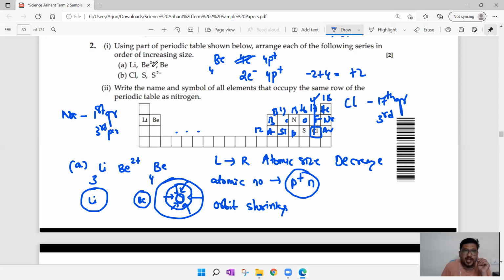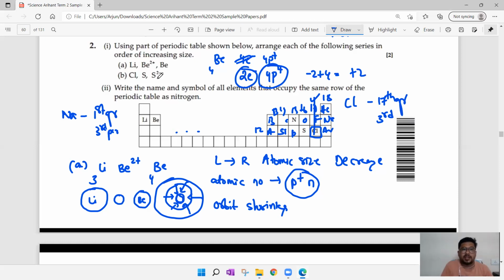So simply to say, the Be2+ beryllium ion is losing 2 electrons. Now you see, when it is losing 2 electrons, proton count is 4, electron count is 2. There will be more nuclear charge. Because of the more nuclear charge, its size will decrease because of attraction. Now lithium size is this one, beryllium size is this one, and Be2+ size will be smaller than Be. Beryllium ion will be smaller than beryllium atom.